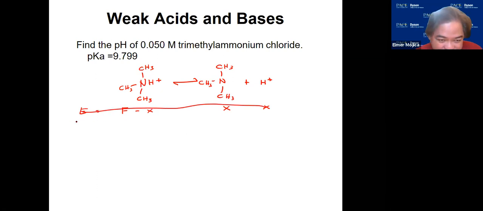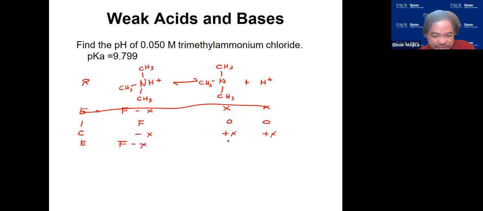In the ICE, if we're going to do it, or if you're my student, I call it the RISE. Okay, so you have here an F, nothing, nothing, and then the changes that you have here a minus X, and then you have here a plus X, a plus X. So you end up with this. So this is still Gen Chem 1. And then you're going to put here.